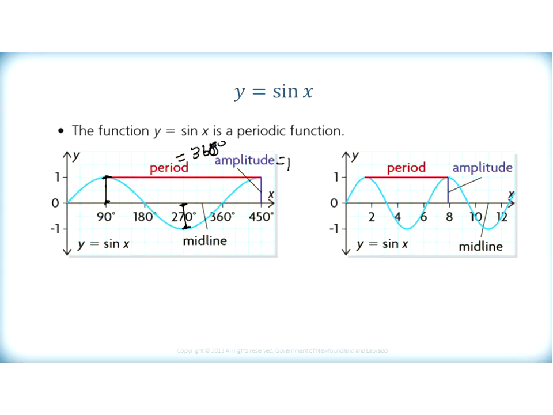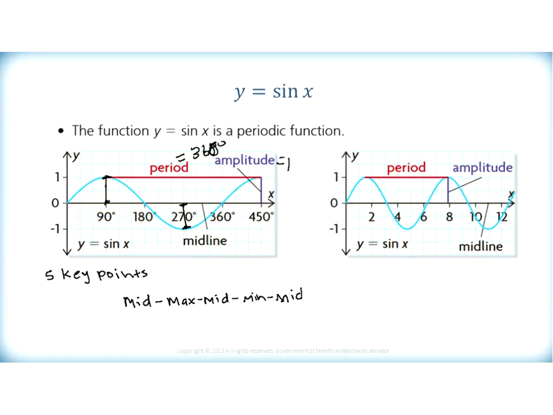Like I said, there are 5 key points of a sine graph. Those key points, when you look at it, go from midline to its max, then back to midline again, then to its minimum, and then to midline.